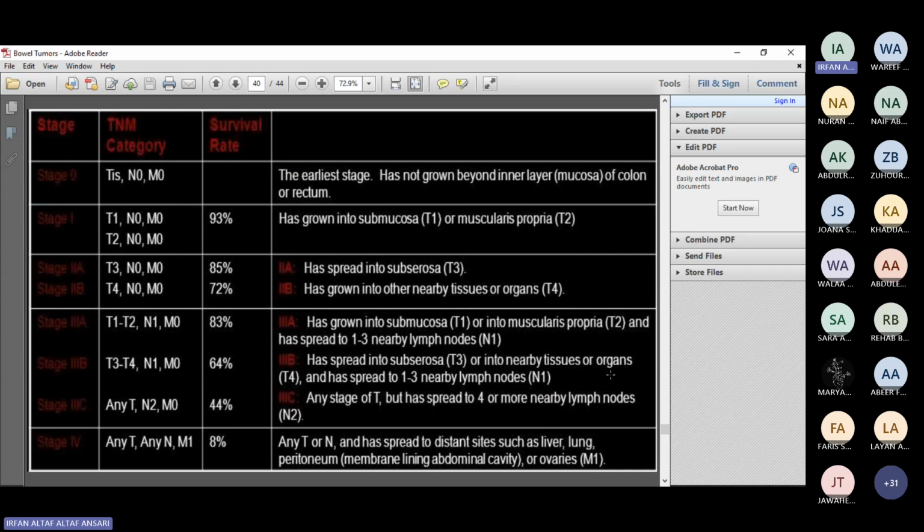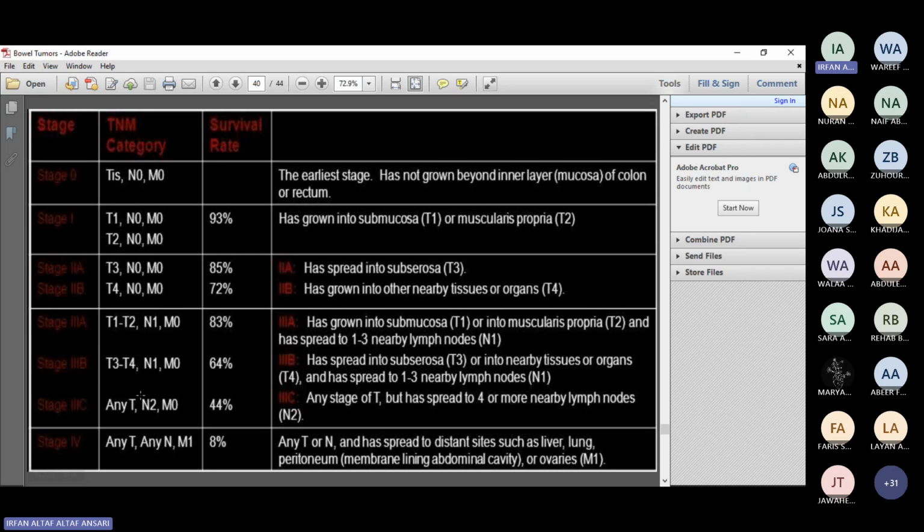So here, this is stage 0. You have TIS, N0, M0, tumor in situ, only in the mucosa, not going beyond. It is the earliest stage. Stage 1: T1, N0, M0, T2, N0, M0. Stage 2A, 2B: T3, T4, but N0, M0. Up to stage 2, you don't find any lymph node involvement. Stage 3: you get N1, stage 3B, N1, stage 3C, N2.